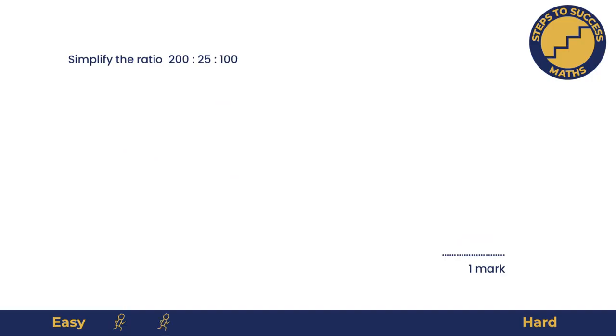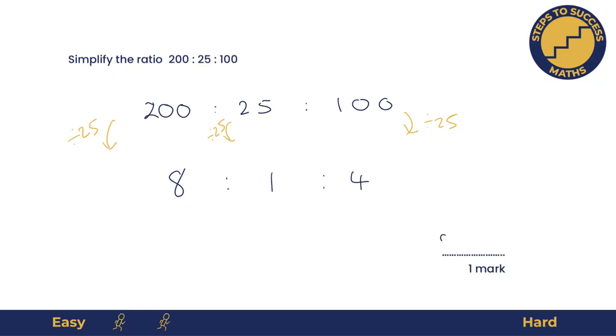Simplify the ratio 200 to 25 to 100. So this time I've got three ratios, three numbers. I need the biggest number I can think of that goes into all of them. So I think 25 goes into every one. So I'm going to divide each one by 25. So how many 25s are in 200? Well, that's 8, 1 in 25 and 4 in 100. So I've got 8 to 1 to 4 as my ratio in its simplest form.